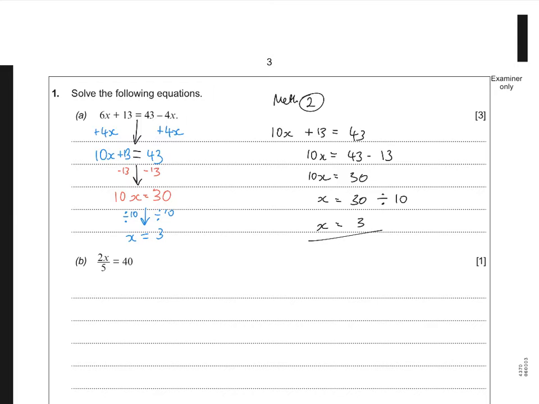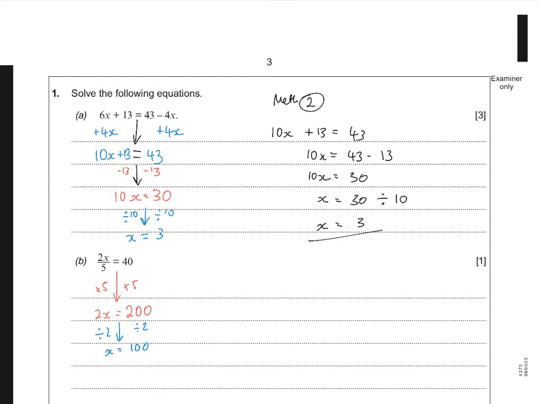Okay, the next one, I'm going to get rid of this over 5 bit, and to get rid of an over 5, I need to times it by 5. So I get 2x is equal to, 40 times 5, 4 times 5 being 20, add the 0, will give me 200. But remember, this is a calculator paper, so you can pop that into your calculator if you like. Divide both sides by 2 now, will give me x equals 100.